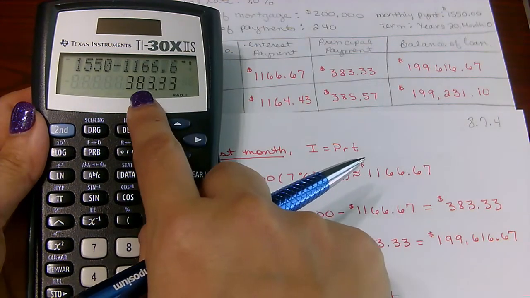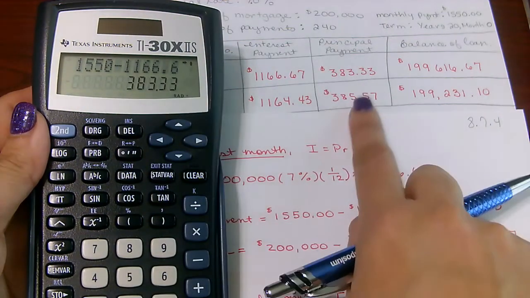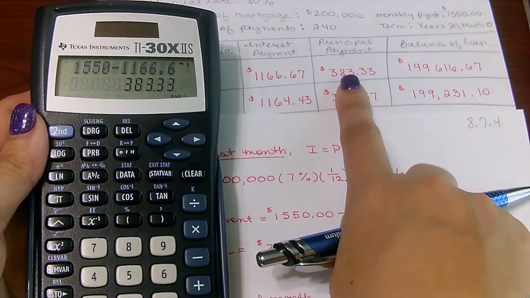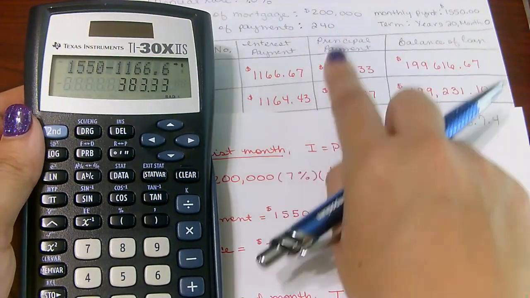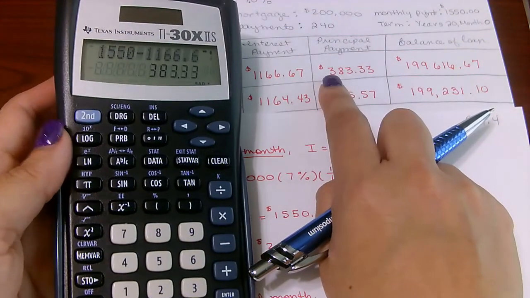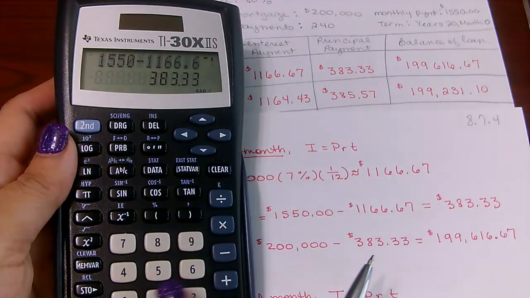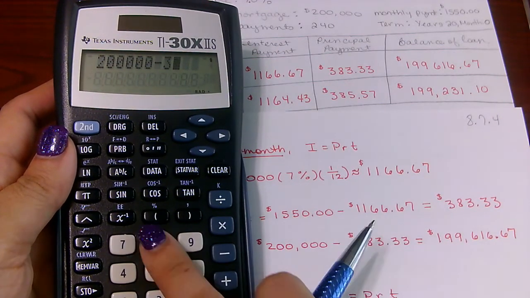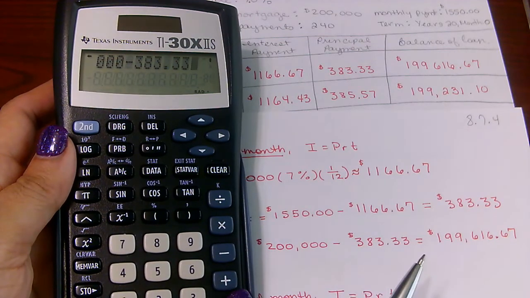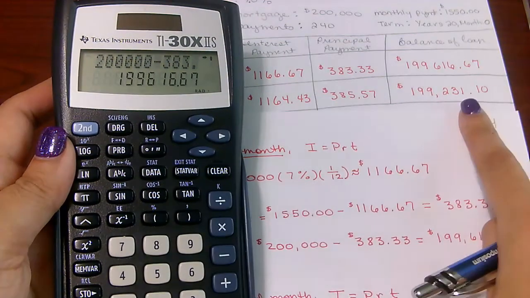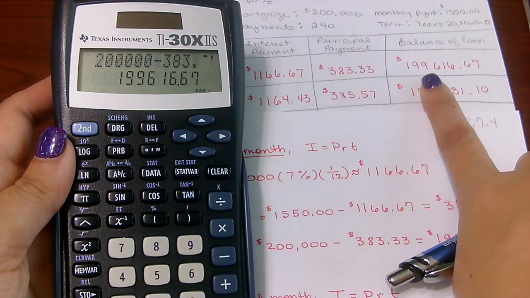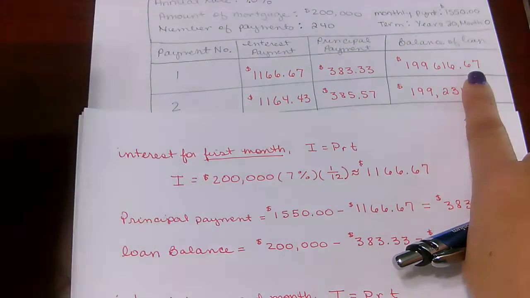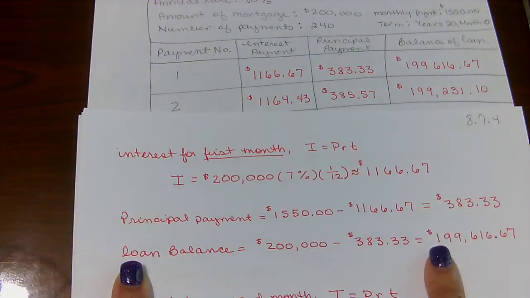This gives me an amount of $383.33. This is the amount that is taken off your balance. So we're going to take the $200,000 and subtract the $383.33. So $200,000 minus $383.33. Our new principal balance is going to be $199,616.67. I've shown all of the work here.